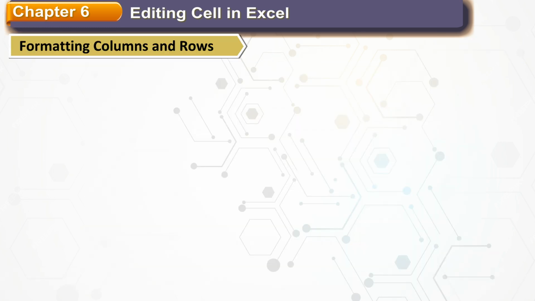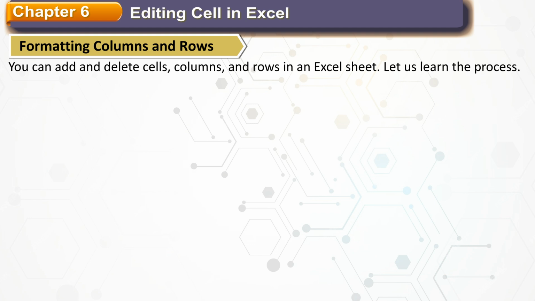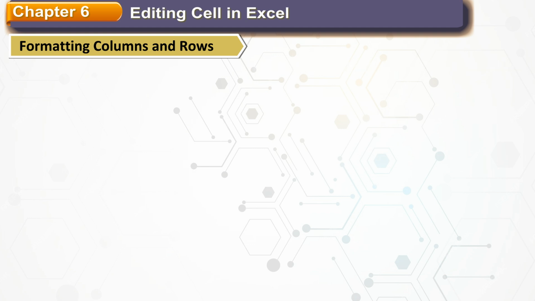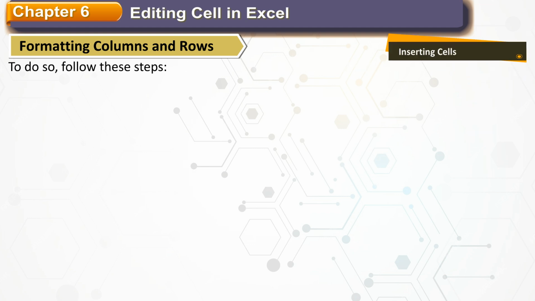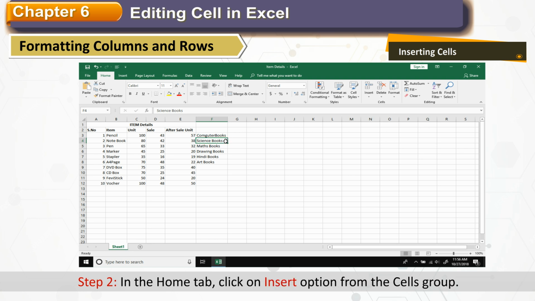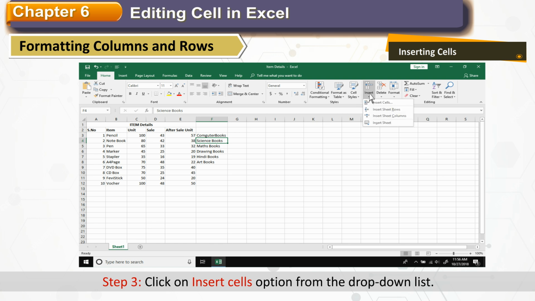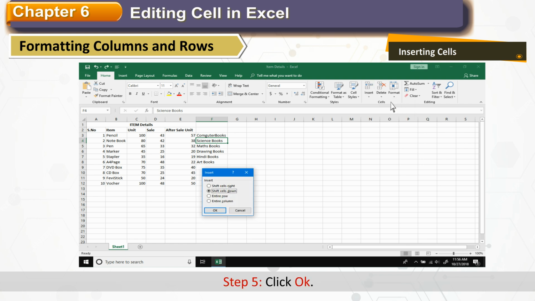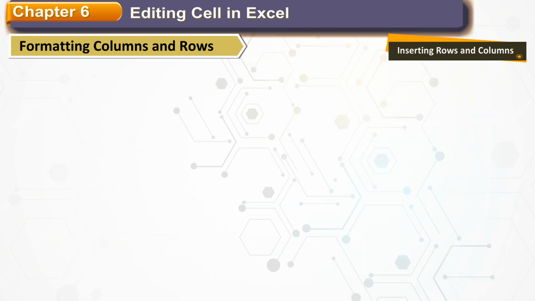Formatting columns and rows. You can add and delete cells, columns, and rows in an Excel sheet. Let us learn the process. Inserting cells. To do so, follow these steps. Step 1. Select the cell where you want to insert new cell. Step 2. In the Home tab, click on Insert option from the Cells group. Step 3. Click on Insert Cells option from the drop-down list. Step 4. Choose your required option from the dialog box. Step 5. Click OK.